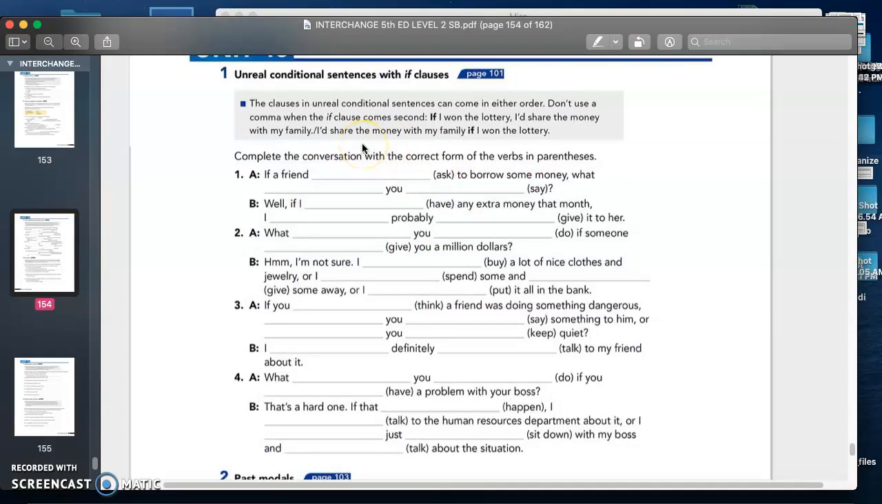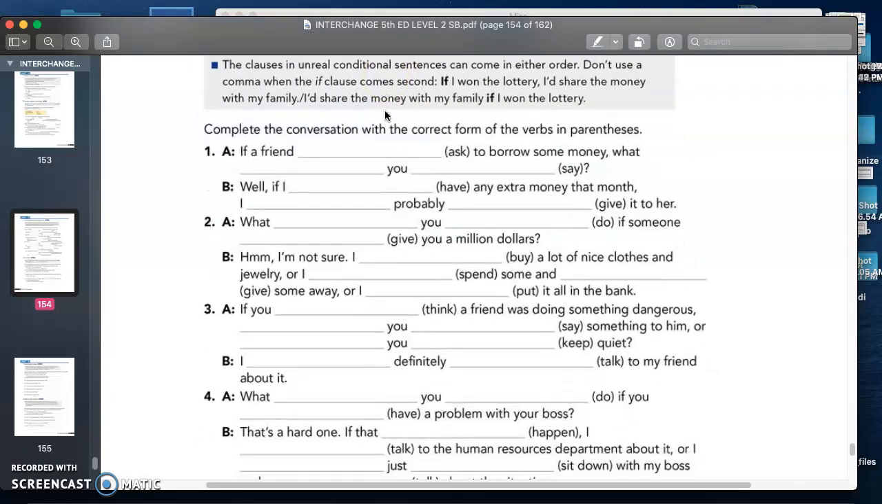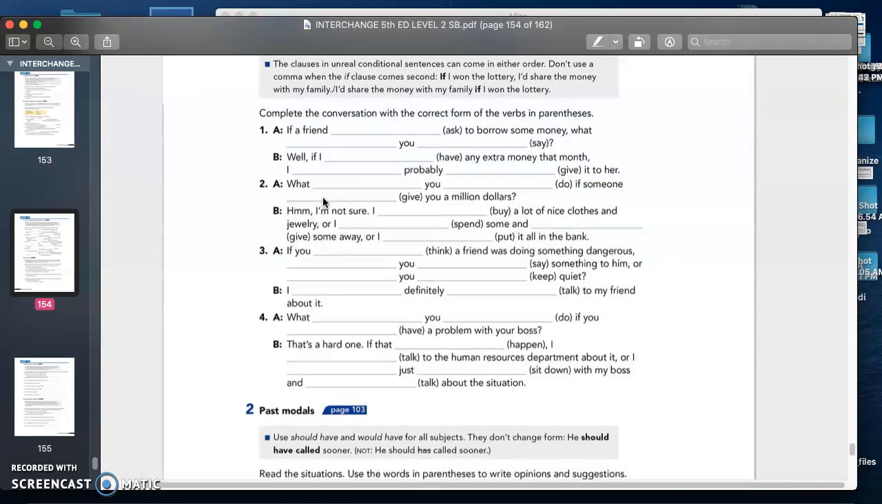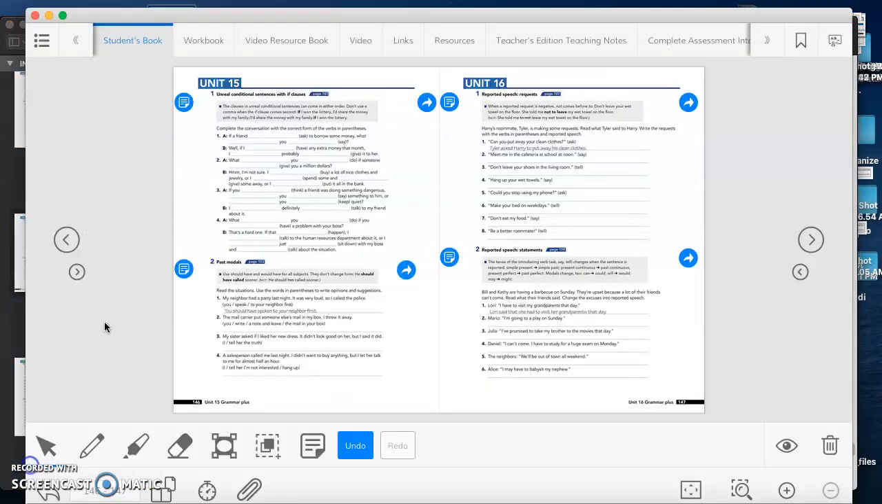So basically, this is what you're going to do here. You are going to complete this conversation with the correct form of the verb in parentheses. So we say, if a friend asked to borrow some money, what would you say? So this is what you're going to do. Just pause the video and complete this exercise so we can correct it. So let's go ahead and correct the exercise real quick.